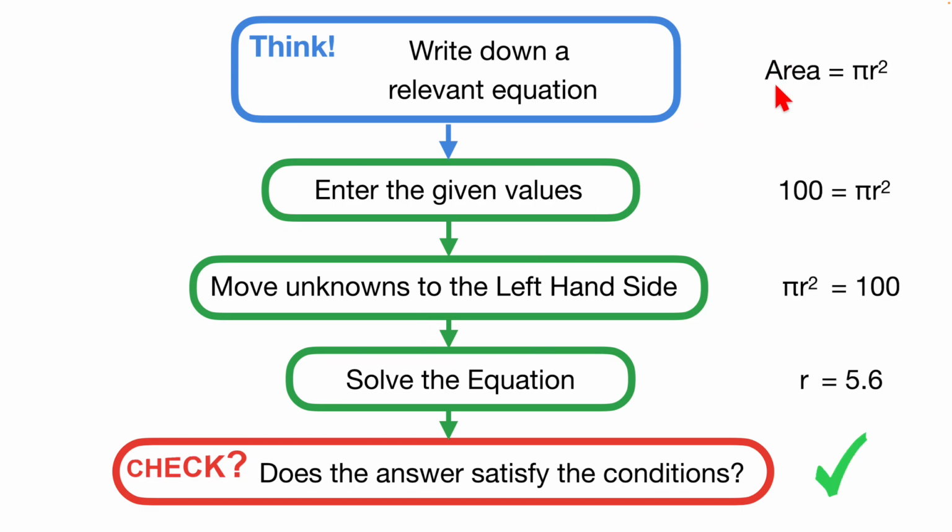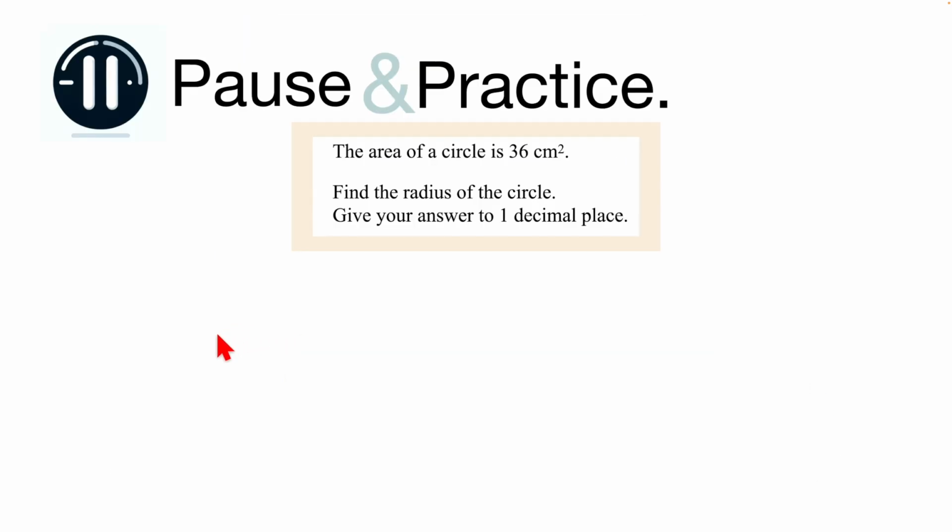An example would be, stick down the area, pi r squared. Put in 100: 100 equals pi r squared. Flip it so that the r is on this side. Do the calculation. Simple stuff. Here's your chance to show your brilliance. The area of a circle is 36 cm squared. Find the radius. Okay, interesting.